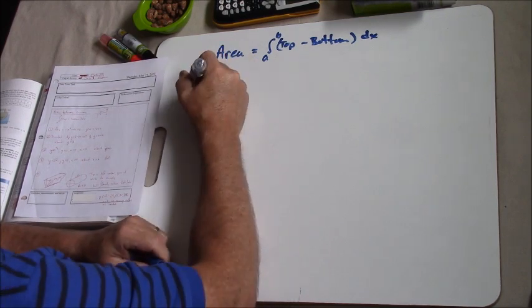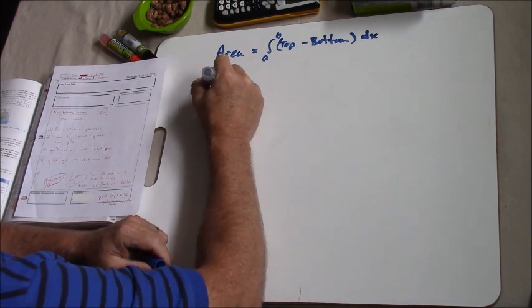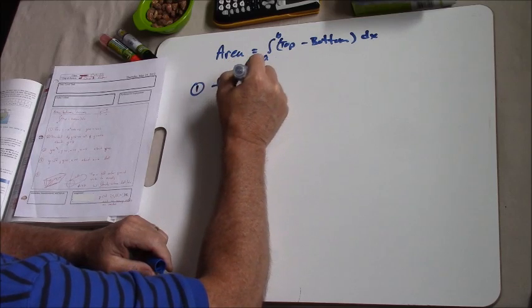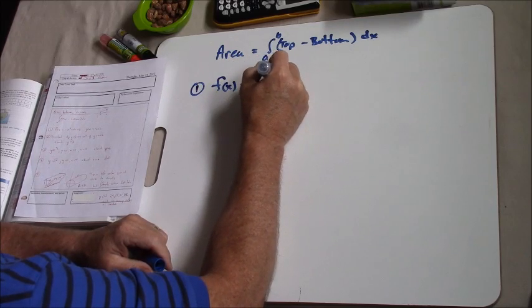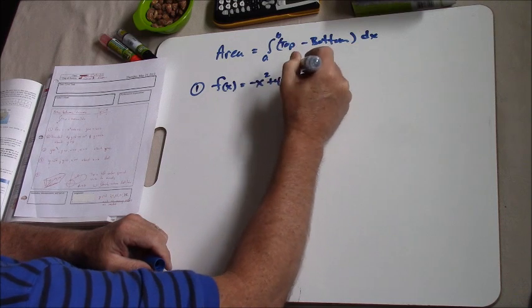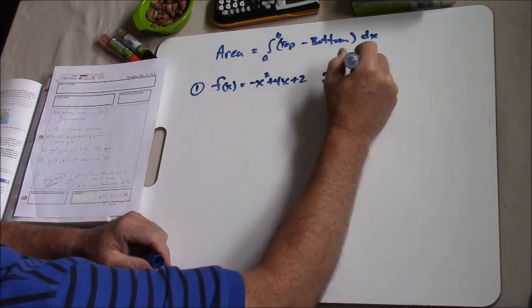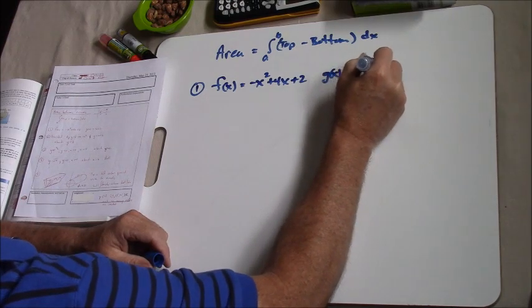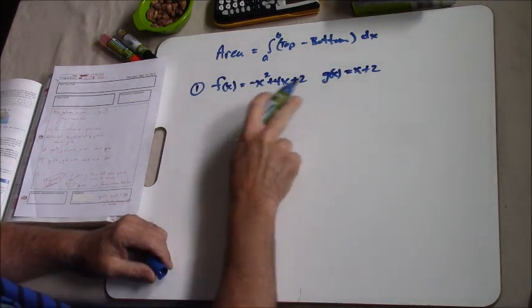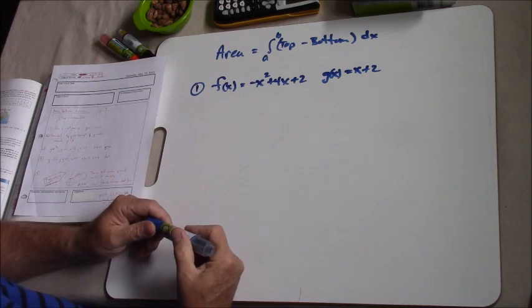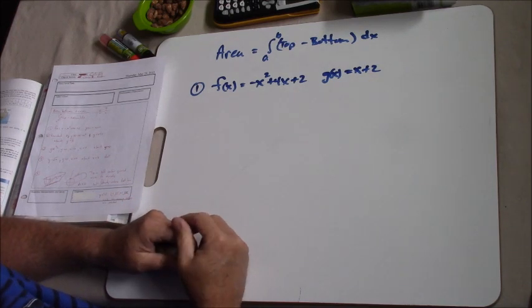So let's start with this. Let's find the area between f of x, which is negative x squared plus 4x plus 2, and g of x, which is x plus 2. We want to find the area between those two curves. You guys go ahead and try.